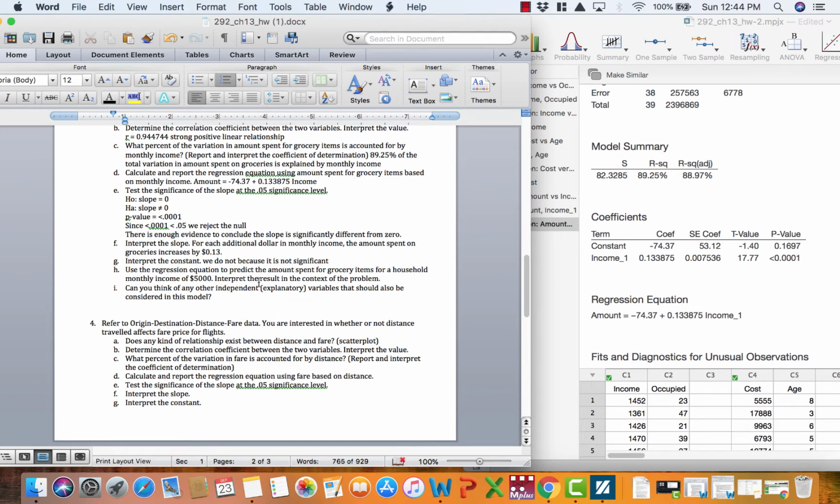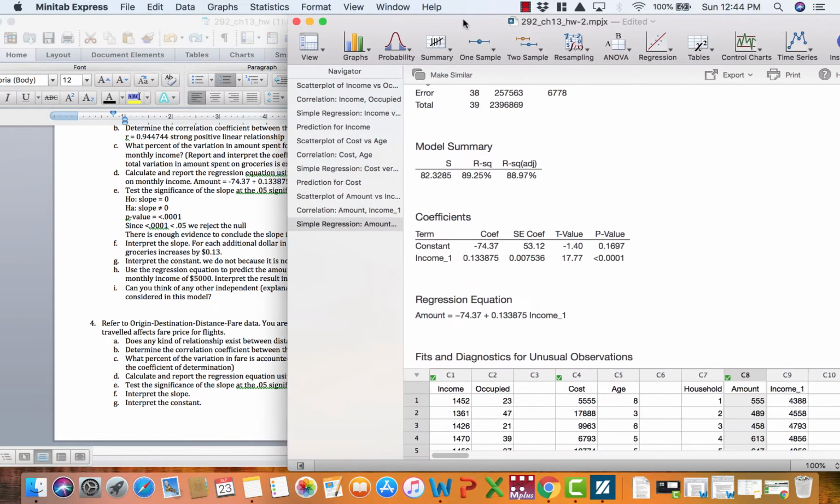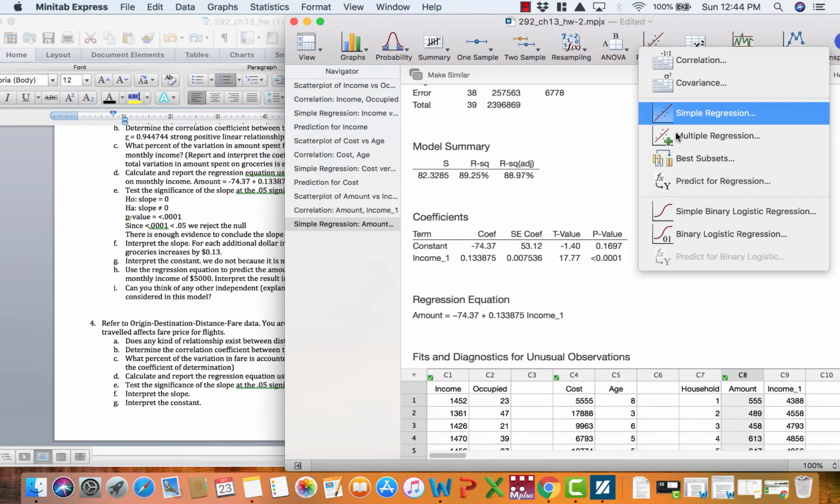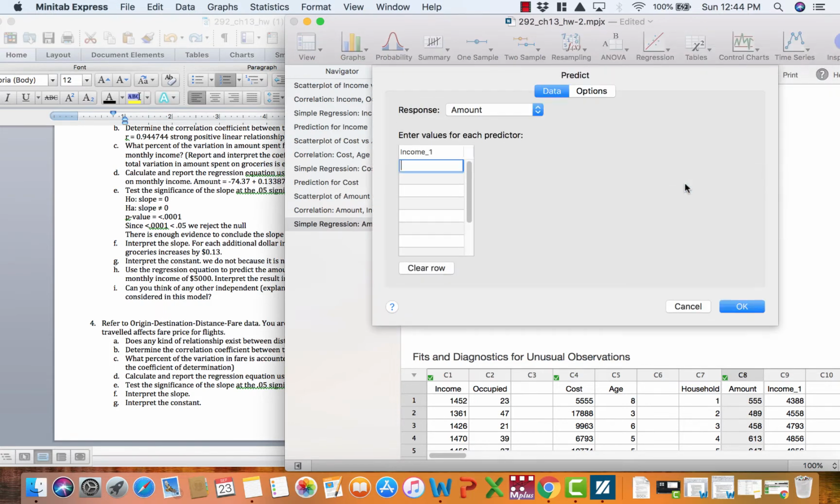Use the regression equation to predict the amount spent for grocery items for a household monthly income of $5,000. All right, so we want to go into regression, predict for regression, type in 5,000.